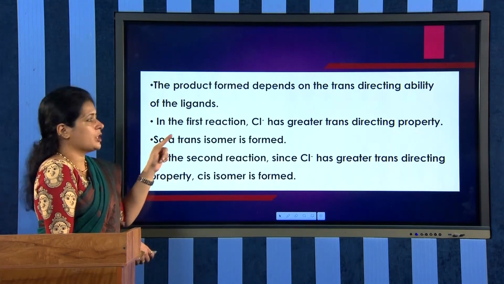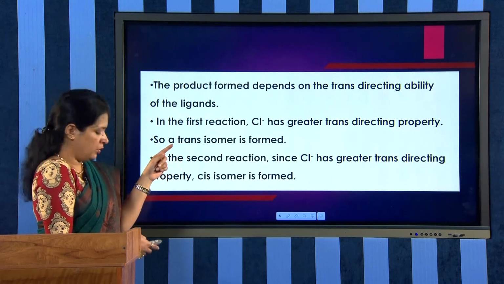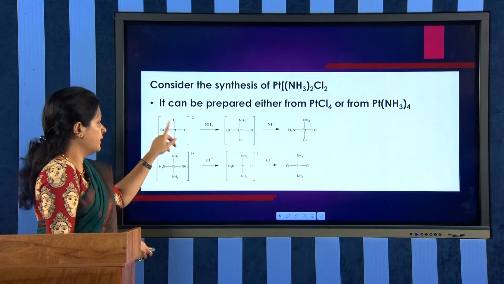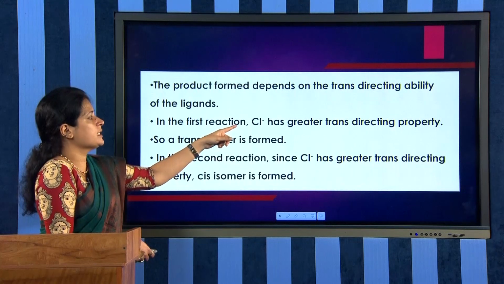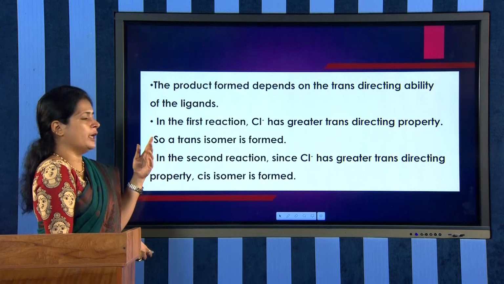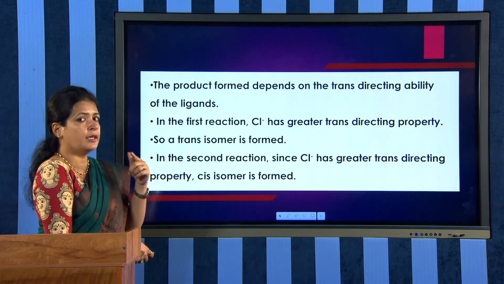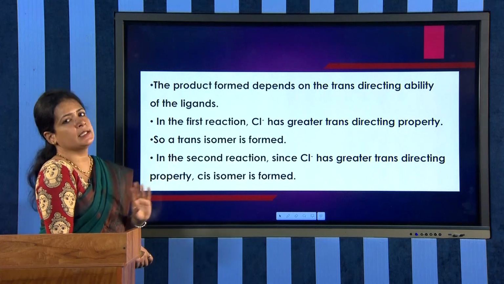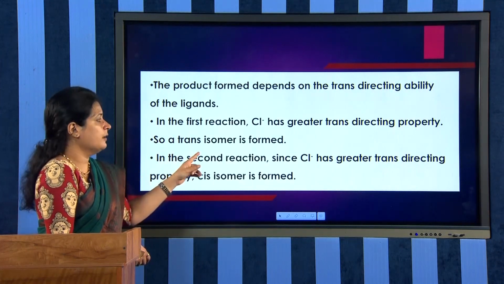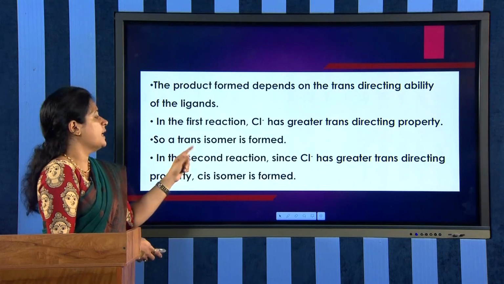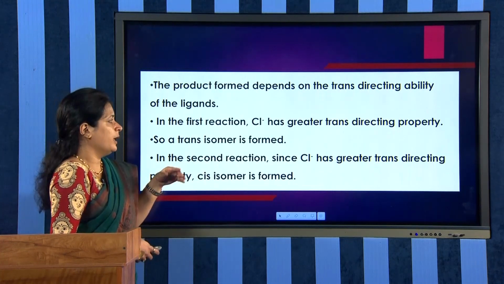In the first reaction, it was the PtCl4 2 minus complex. Here, Cl minus has a greater trans-directing property than ammonia. So, Cl minus is having a greater trans-directing property. That is why we get a trans isomer. In the second reaction, since Cl minus has a greater trans-directing property, a cis isomer is formed.